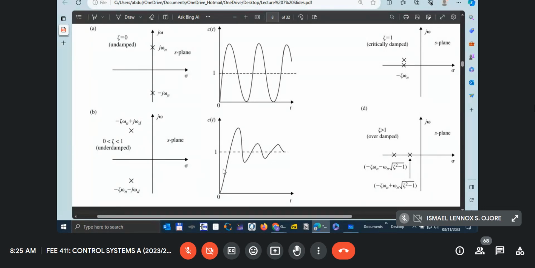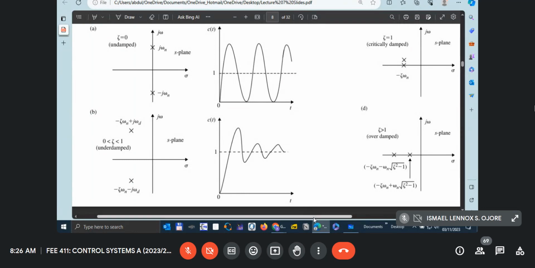after a long time, it actually follows our input. So you can see it goes up and then starts to oscillate, and then after some time it actually follows our input. And this is when we have complex conjugate poles on the left hand side of our S plane, right? On the left hand side of our S plane.